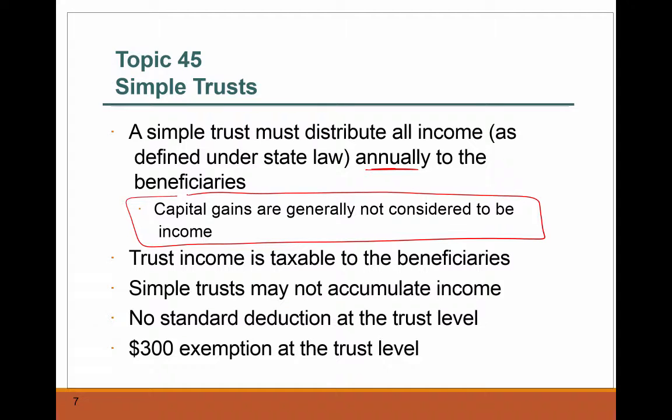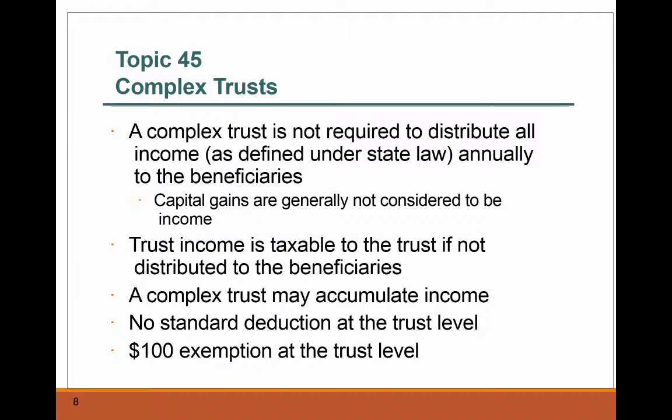That's a key here because that's a big misconception on the CFP exam. So make sure that you note that even though it's a simple trust, capital gains are not considered part of the income. Then the trust income becomes taxable to those it's distributed to, which is the beneficiaries. Simple trusts don't accumulate any income, and there's no standard deduction at the trust level. There's only a $300 exemption, and that's usually for just some filing fees. Complex trusts, now this gets a little more complex as the name suggests, and here the trust is not required to distribute all income annually to the beneficiaries.